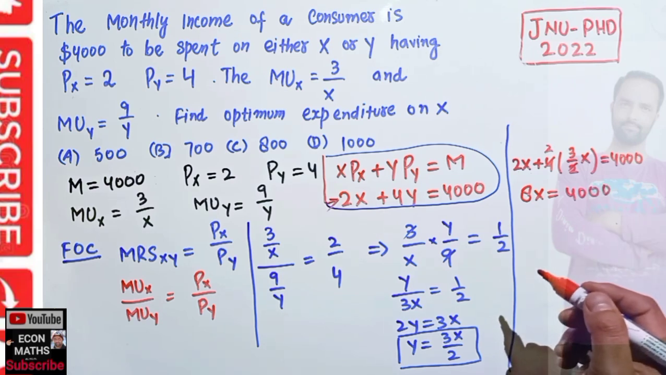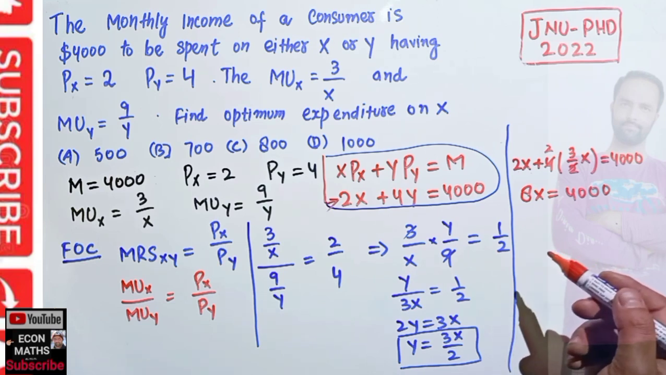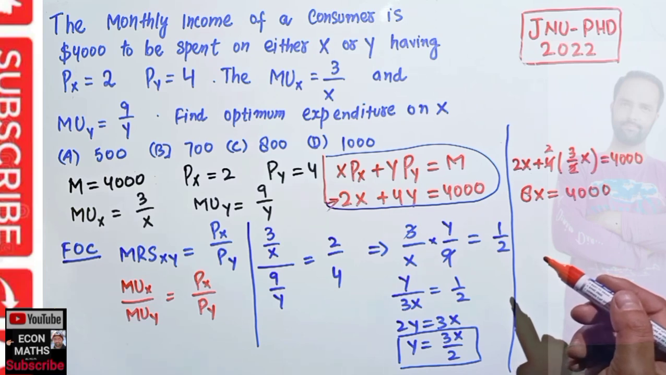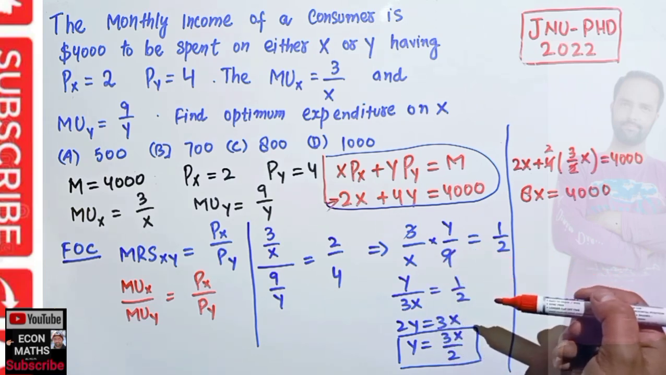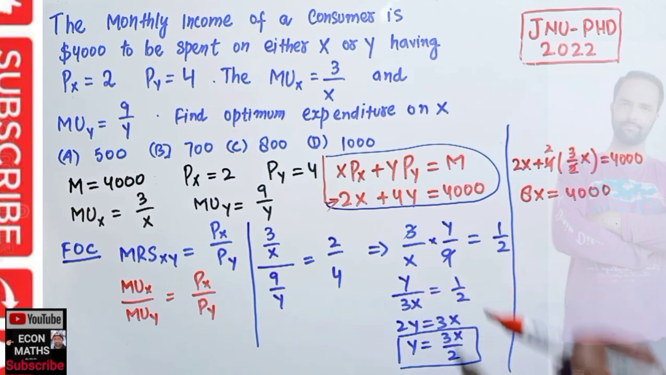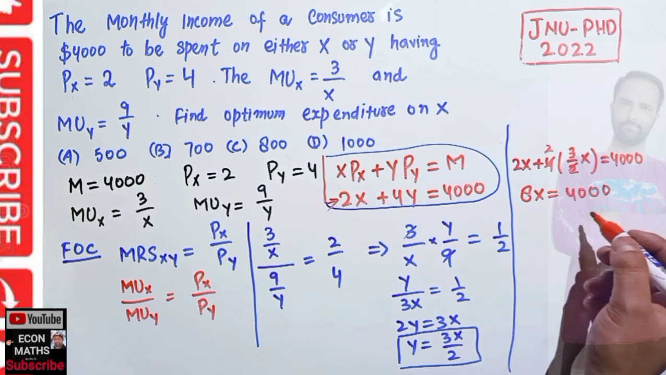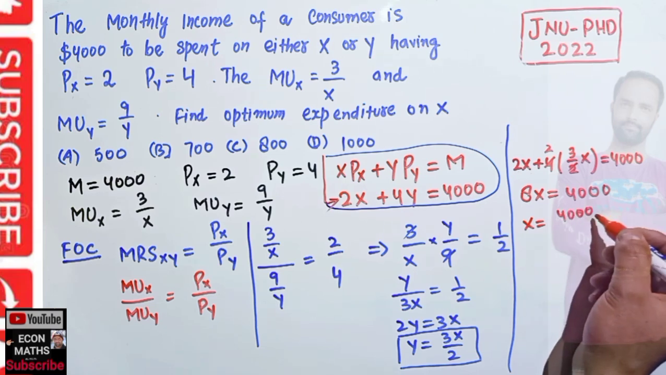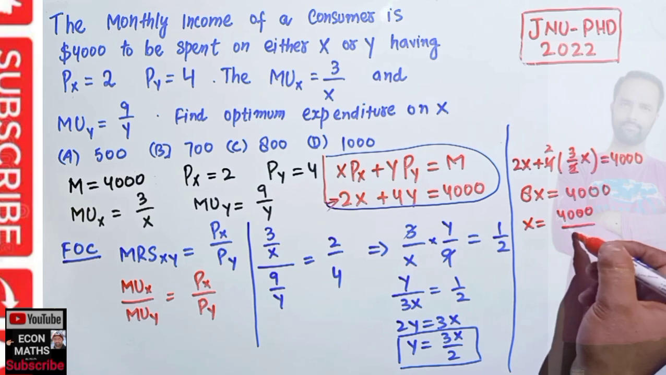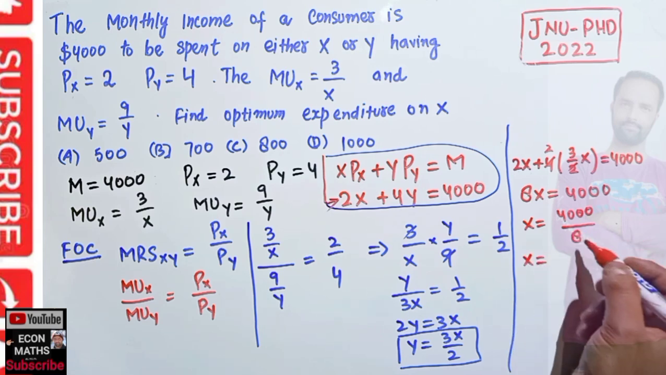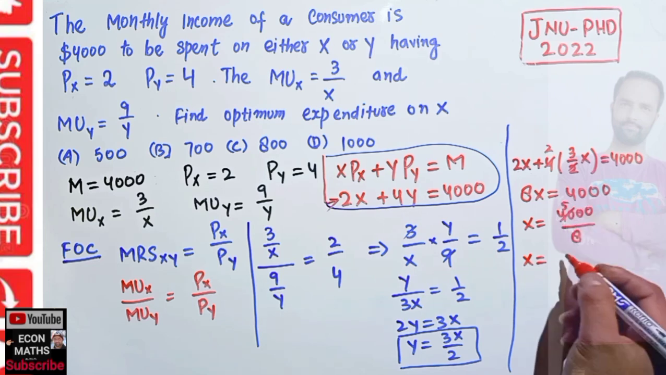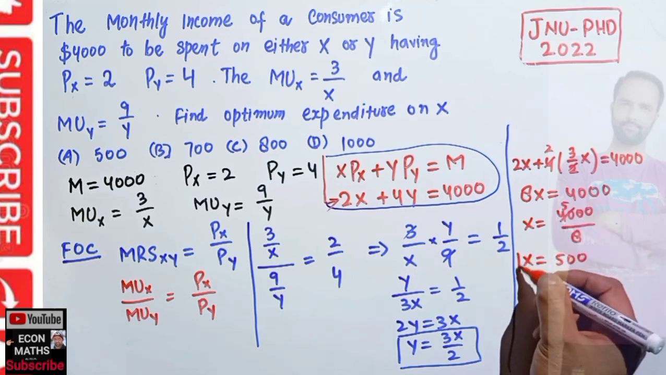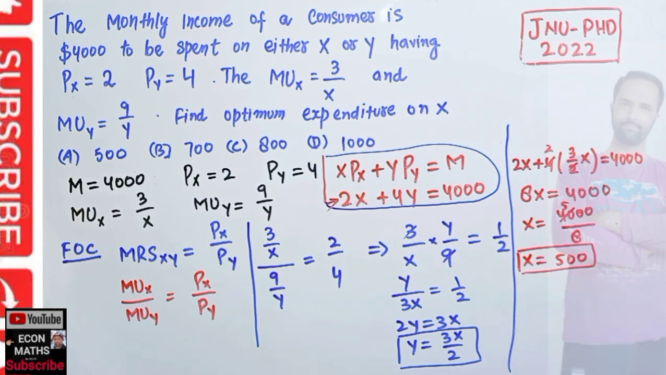We have 2Y is equal to 3X, so Y is equal to 3X upon 2, so that's clear here. So 8X is equal to 4000, which gives us X will be equal to 4000 divided by 8. So 8 fives are 40, so we got X is equal to 500. That means the optimum units of good X will be 500.